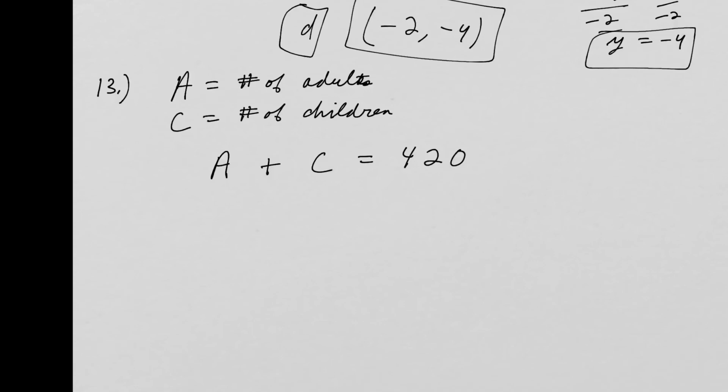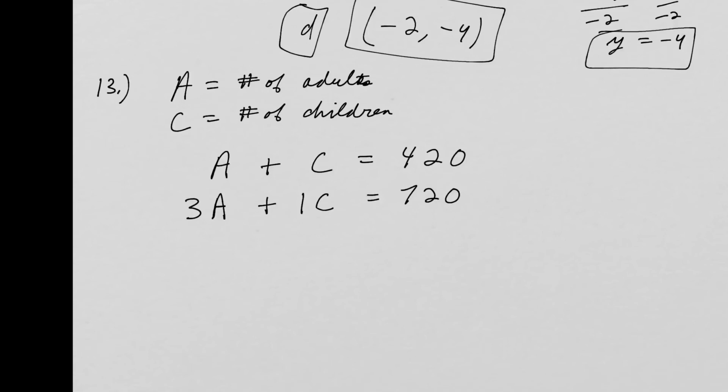The second equation is going to involve the amount of money that was collected. Now, each adult paid $3, so the total amount of money collected from the adults must be $3 per adult, times A, right, times the number of adults. That will give us the total amount of money collected from the adults. Each child paid $1, so this is plus $1 times the number of children. And then that's got to equal 720 in this case, right? The total amount of money that was collected.